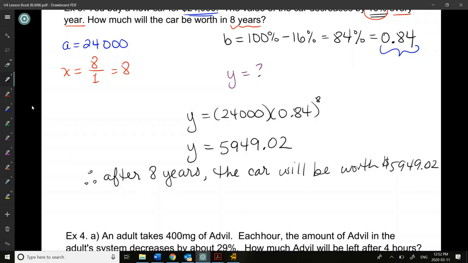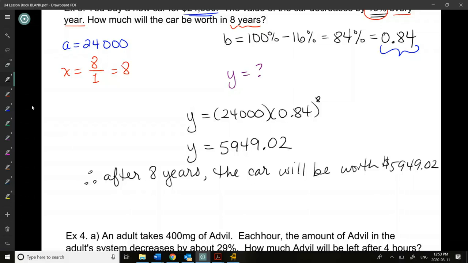Okay, so the takeaway here. Cars are cheap after a long time. True, actually. What I wanted to focus in on is this. If you have growth by a percent, you're adding to 100%. If you have decay by a percent, you're subtracting from 100% and then turn your percent into a decimal.